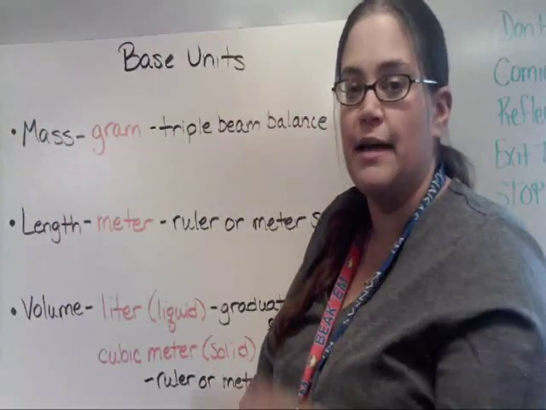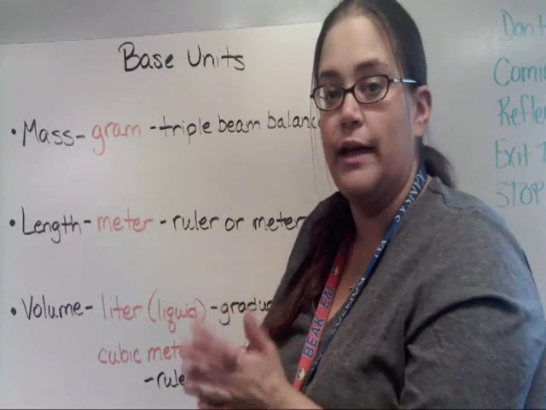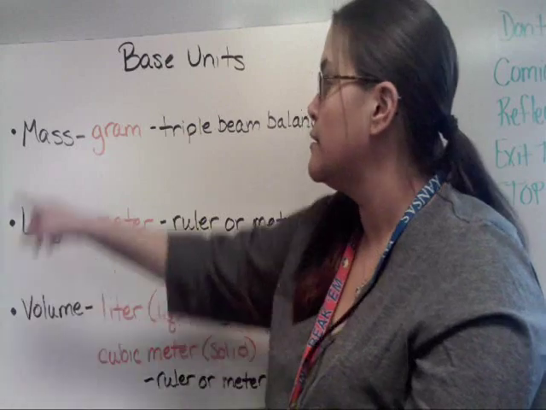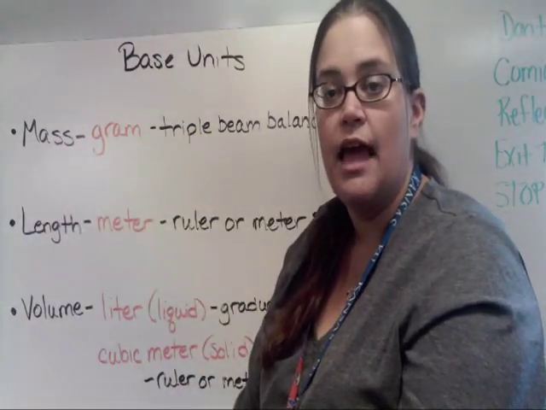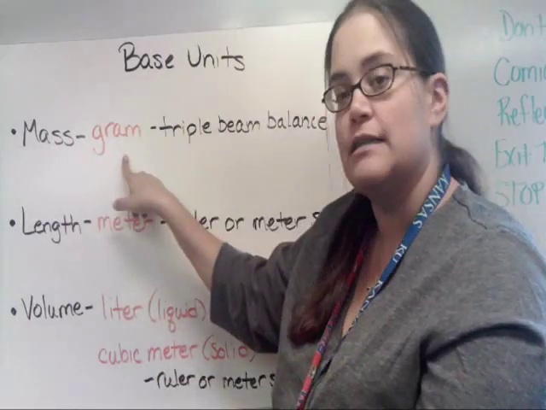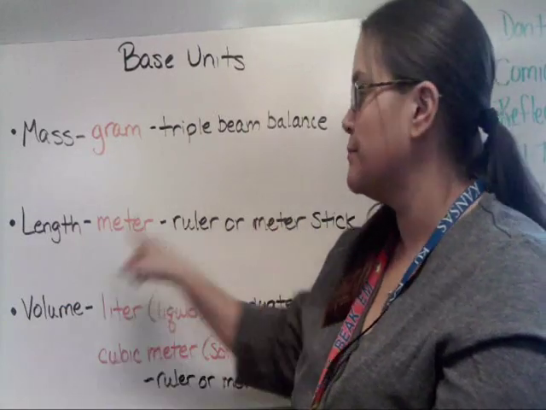So the SI system has a base unit for each type of measurement that you make. And that's what we consider the base or the normal unit for that measurement. So first of all, mass. That is the amount of matter that is in an object, and we'll talk about that more in Unit 2. The base unit for mass is the gram, and you measure that with a triple beam balance.